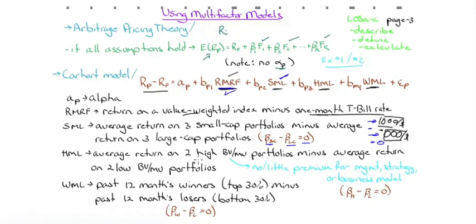HML is the average return on 2 high book value to market value portfolios minus the average return on 2 low book value to market value portfolios. And again, it's structured such that the betas of the high book value to market value portfolios minus the low ones equals 0, because we want to take out any market risk because it's already captured by this factor.